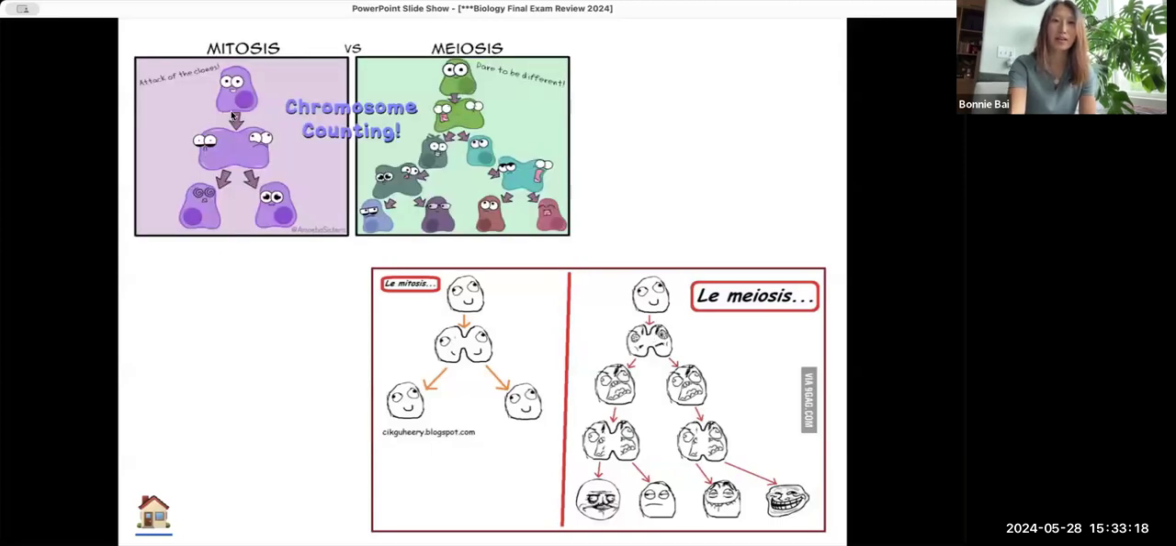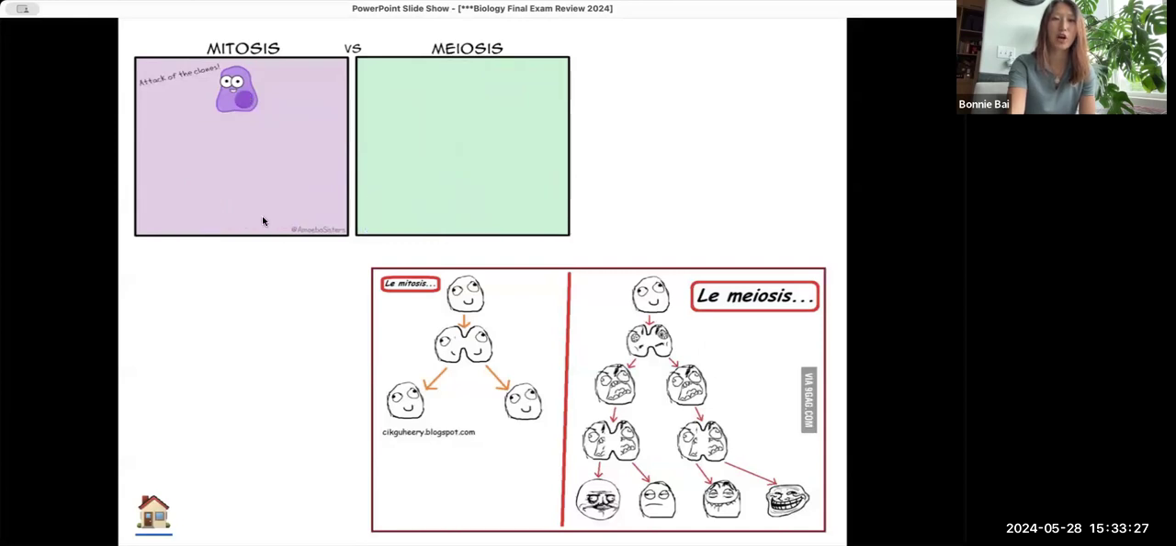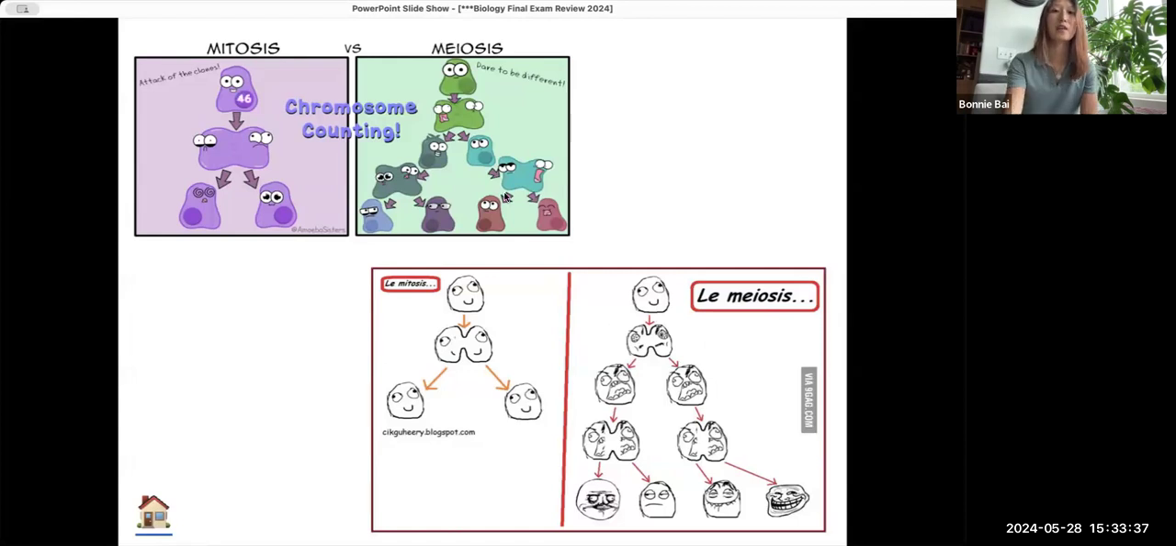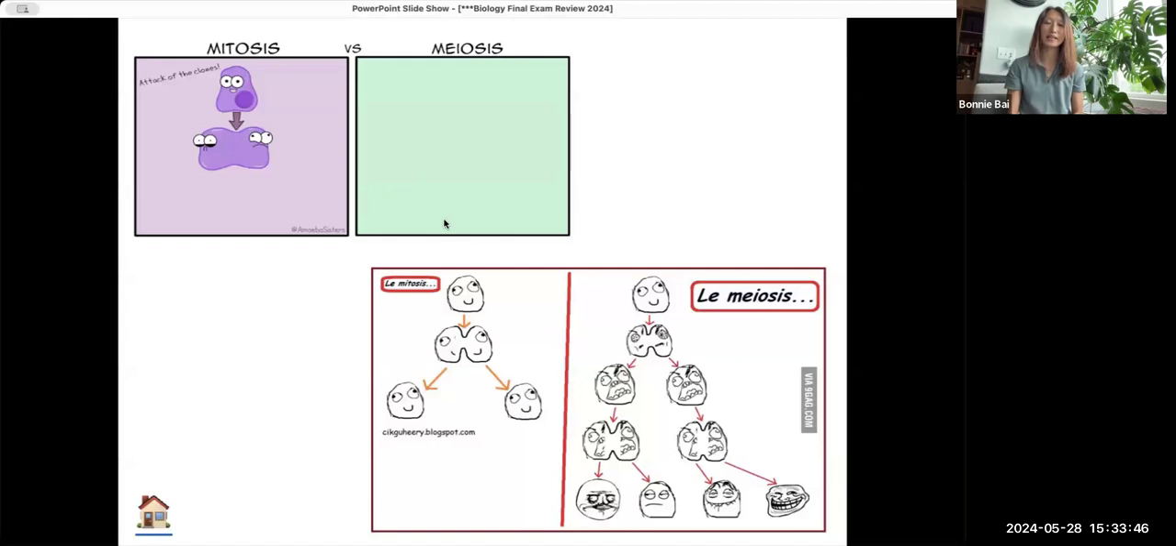You can take a look on the left side where we're counting the chromosome number for a human. So 46 at the very beginning for the parent cell, and 46 chromosomes for the daughter cells as well for mitosis, because we're just making more of your skin cells or more of your neurons. You're just making identical cells in this case. Versus on the right side, we have meiosis, where we start with 46, and with 23 after the first division, and 23 again after the second division.